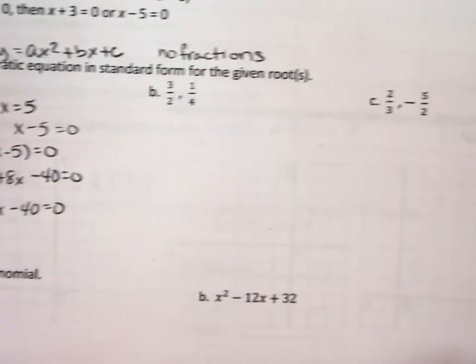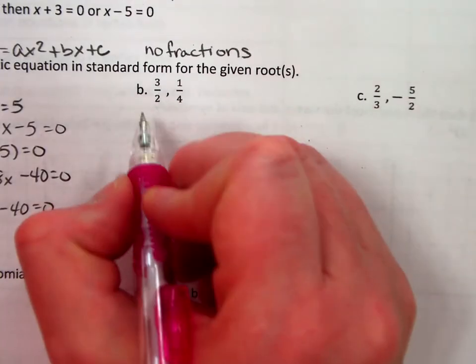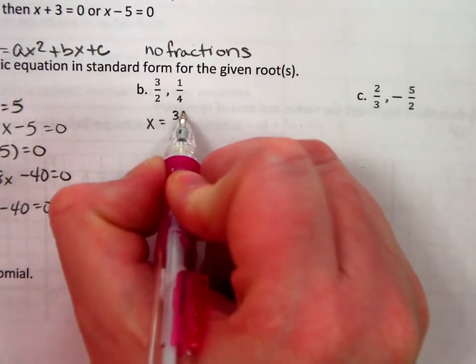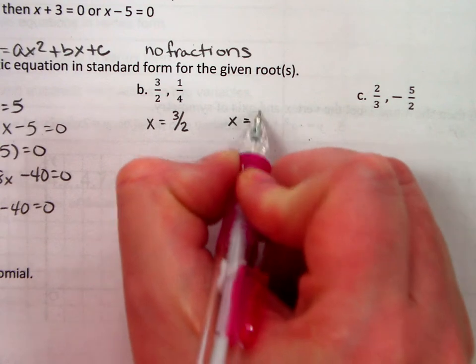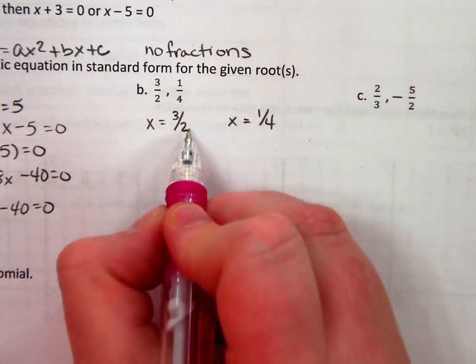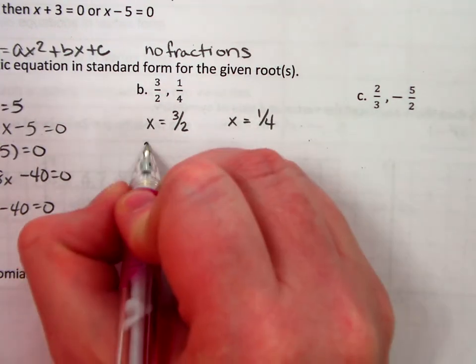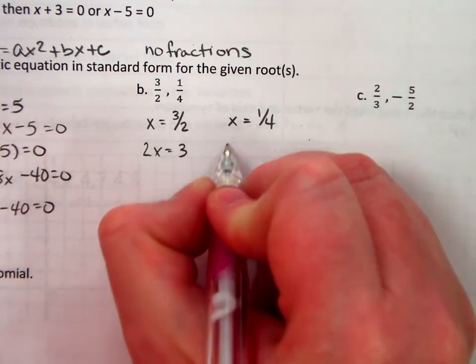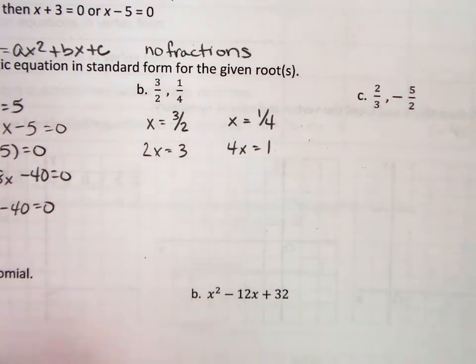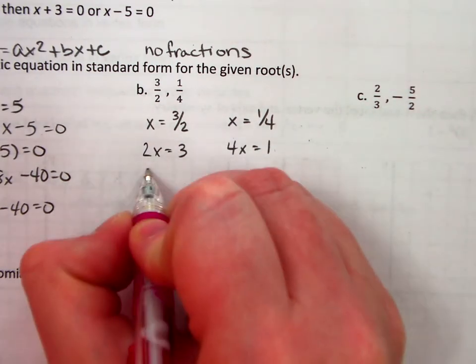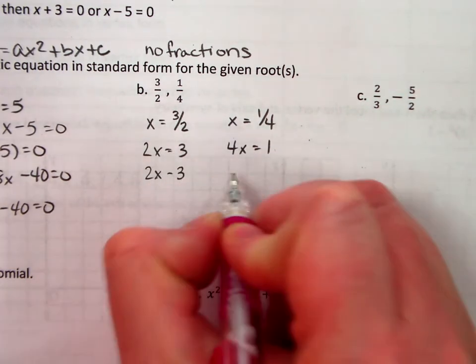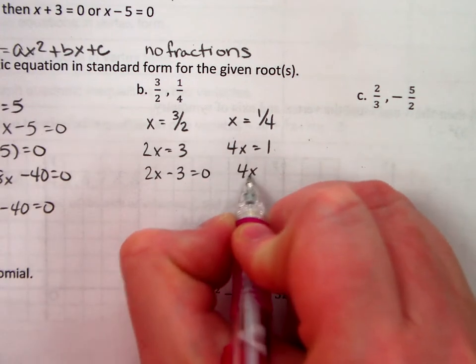Now when they're fractions, working backwards, x equals 3 halves and x equals 1/4. Multiply by the denominator on both sides, so 2x equals 3, 4x equals 1. Subtract the values over to get them equal to 0. 2x minus 3 equals 0. 4x minus 1 equals 0.